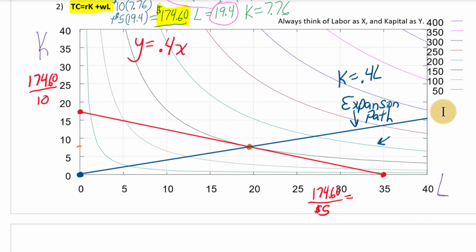Kind of simple, right? But this is one of those things that after someone shows it to you, it does look pretty simple. But if somebody just walked up to you and asked you the question, hey, what's the equation for the expansion path? It'd take you quite a bit of thinking to get that.